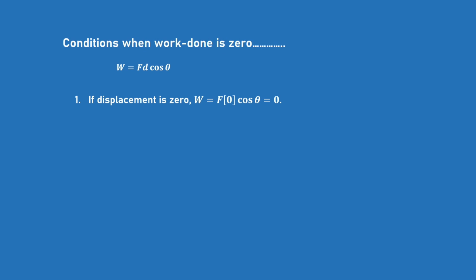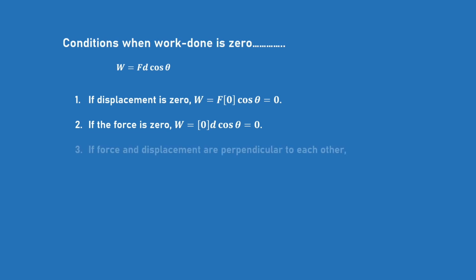The second condition is if the force equals 0. If you substitute F equals 0 in the above equation, we will get W equals 0 into d cos theta, which will be equal to 0. So this is the second condition.